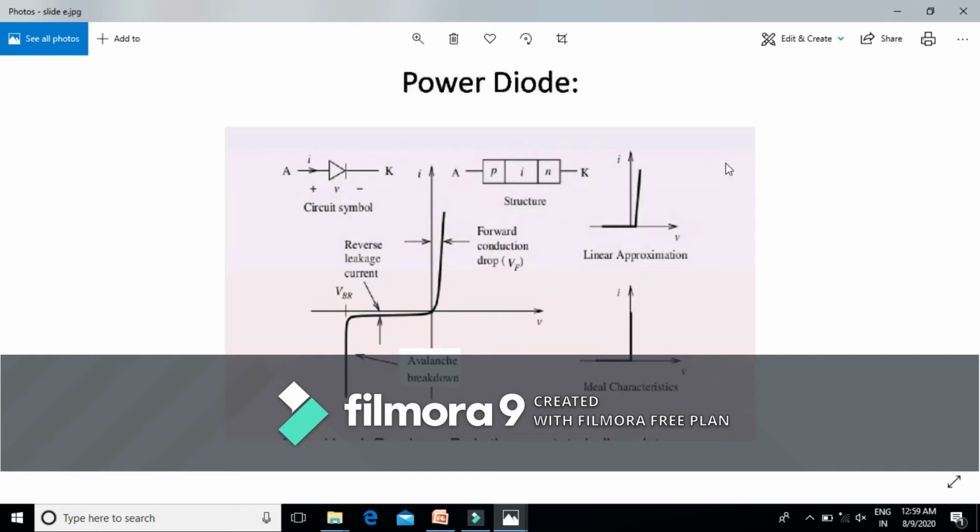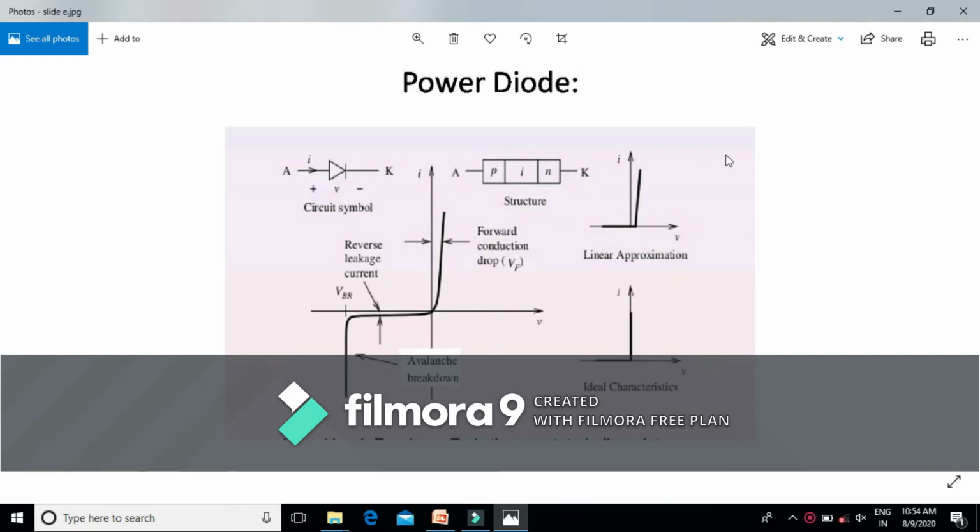This difference in rating is due to some constructional change. Applications of power diodes: they can be used as freewheeling diodes, for AC to DC conversion, and for recovery of trapped energy.